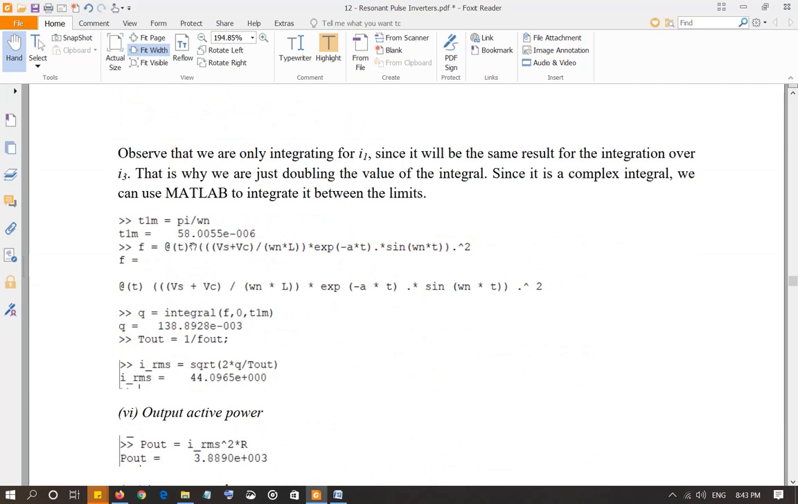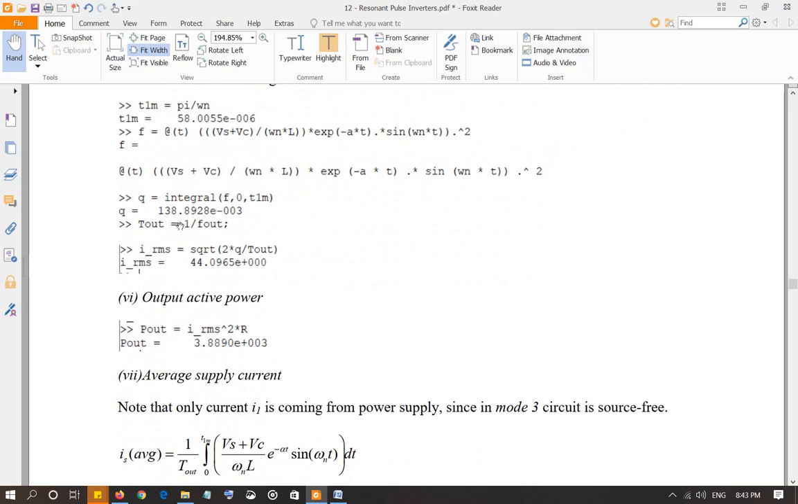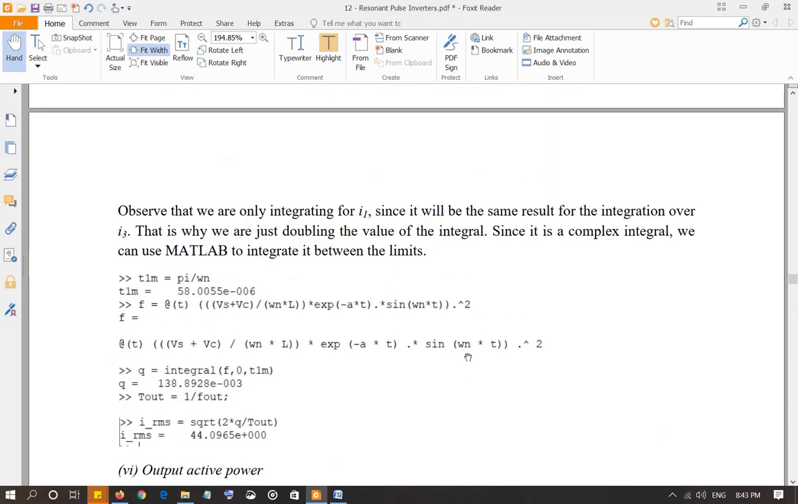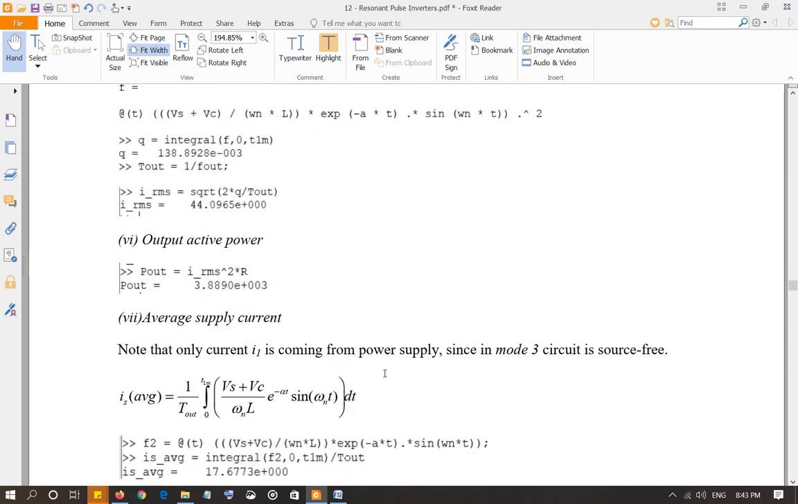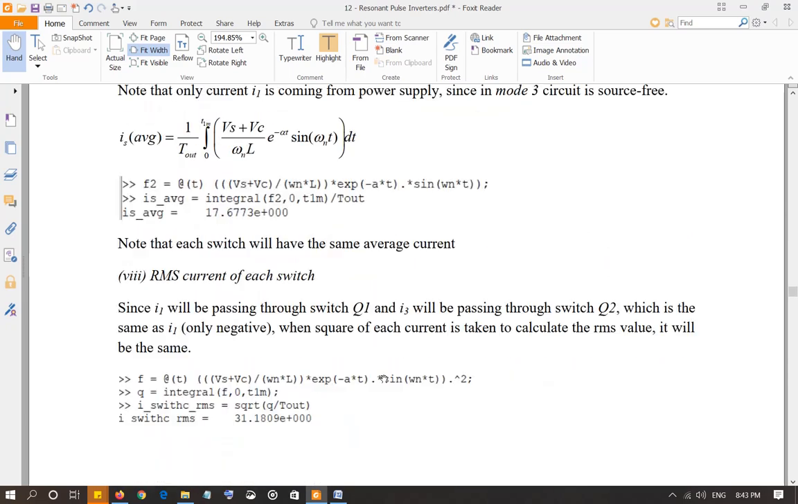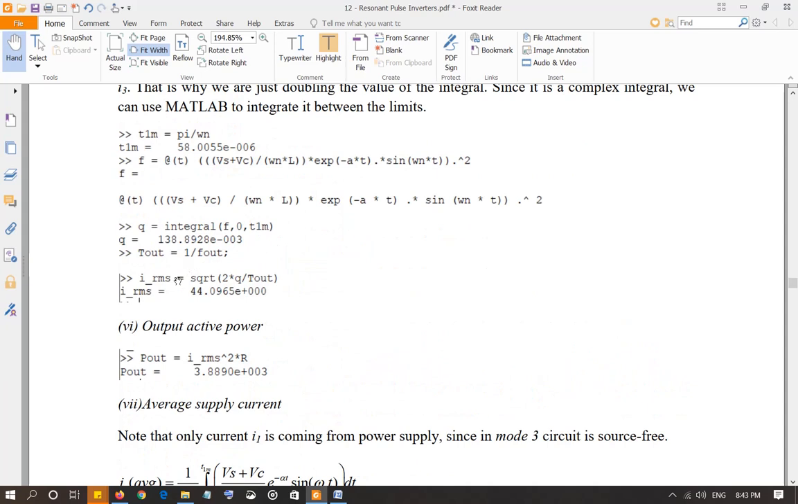So the peak time is 22. The total time is 58 microsecond for t1, and we integrate that. And then this is my integral value, 138 milli, which is this integral right here. I'm going to multiply that by 2 divided by t out and take the square root of that. So the RMS value of the output current is 44 ampere.